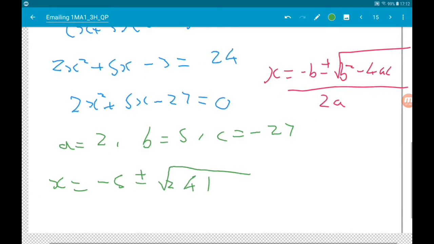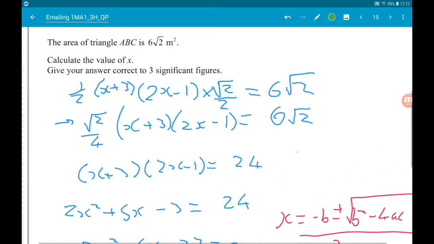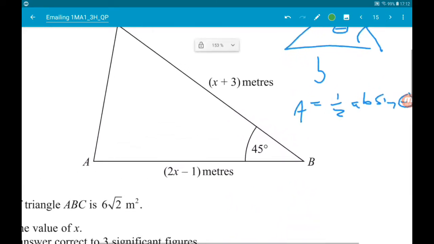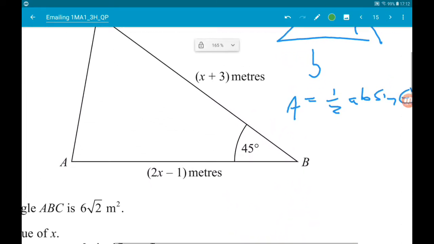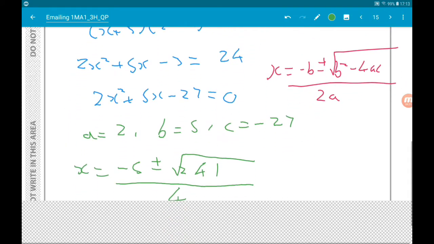And then that's all over 2 times 2, which on a good day is 4. Now, x cannot be negative because one of the sides is 2x minus 1. You can't have a negative length. So, x can't be negative.